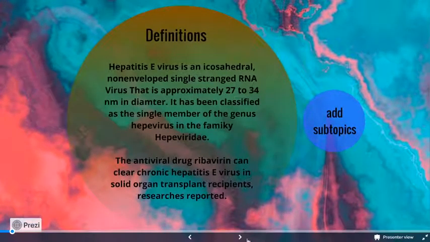Definition: hepatitis E virus is a small, single-stranded RNA virus that is approximately 27 to 34 nm in diameter. It has been classified as a single member of the genus Orthohepevirus in the family Hepeviridae. The antiviral drug Ribavirin can cure chronic hepatitis E virus in solid organ transplant recipients, research reported.